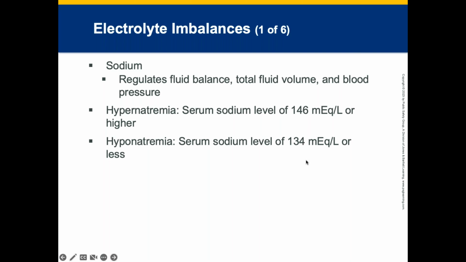Na, sodium, is a serum sodium level of greater than 146 milliequivalents per liter. Some numbers you might want to memorize. You'll probably see this on an exam. Hypernatremia, serum sodium level of 146 or higher, is when the patient's hypernatremic. Hyponatremia is a serum level of 134 or less.